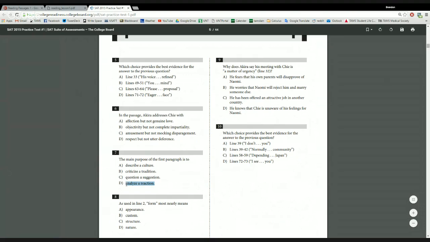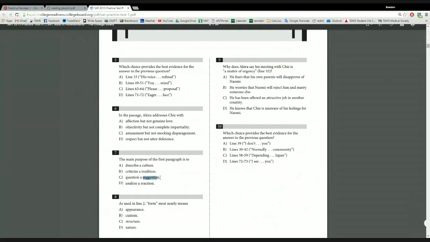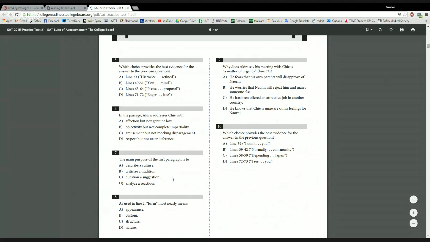If you read the first paragraph again, he's actually asking rhetorical questions, meaning he's analyzing something. So if you were to narrow it down between C and D, you may first think it's C because there are questions mentioned, but it's not exactly a suggestion. So you can cross out the word suggestion because there's nothing said about a suggestion. And remember, like I said, if one word's incorrect, then the whole answer choice is incorrect. So the answer is D, analyze the reaction. Okay, clear enough? All right, let's move on.